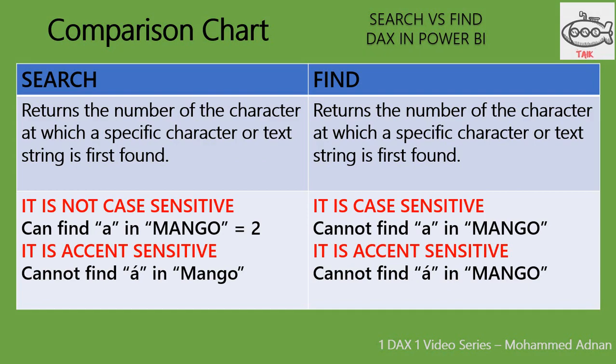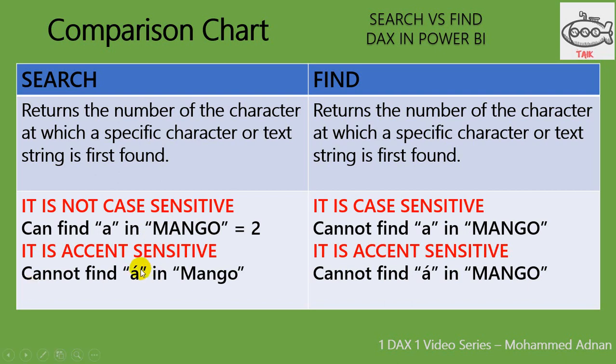This is a comparison chart between these two. Both of them return the number of the character at which a specific character or a text string is found. But the difference is SEARCH is not case sensitive, whereas FIND is case sensitive. And both of them are accent sensitive. Like this example I have given here, SEARCH can find a small a if the string or the column has capital A, whereas FIND cannot find it because it is case sensitive.